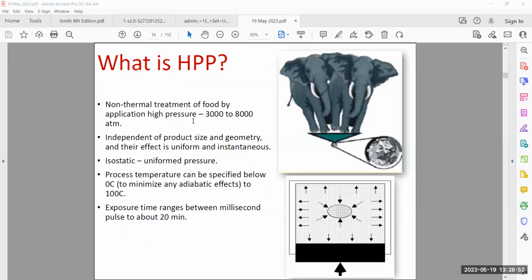So what is HPP? It's actually a non-thermal treatment of food by application of very high pressure, between 3,000 to 8,000 atmospheres. It is independent of the food size and geometry, and the effect is very uniform and instantaneous. So it's basically using what we call isostatic, or uniform, pressure. The process temperature can be specified as low as 0 degrees C and sometimes as high as 100 degrees C, and the exposure time is from a millisecond to about 20 minutes, depending on the size of your product.